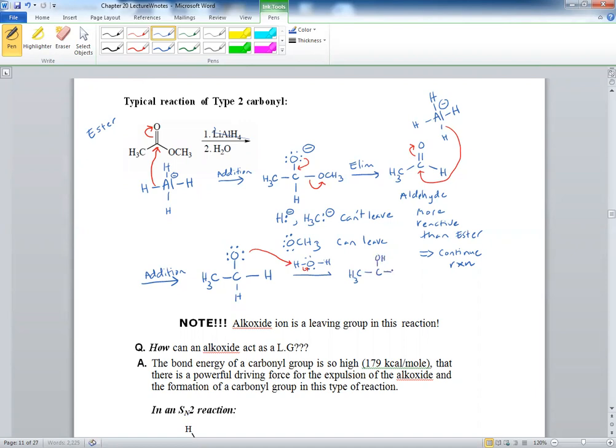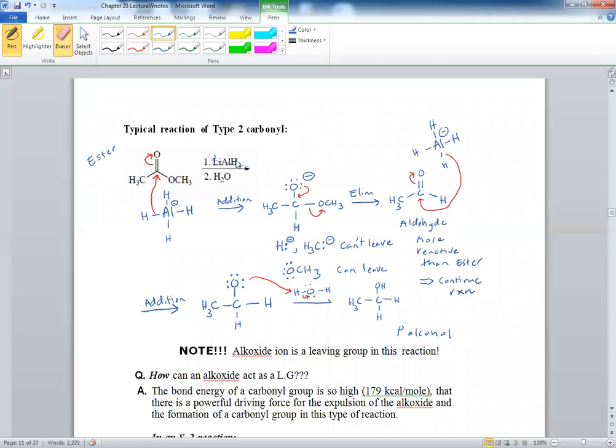Make sure you remember what you are going to end with. So in this case, you have an alcohol, a primary alcohol. Addition, elimination, then followed by an addition. So the reaction will keep going until you arrive at an alcohol. Very well.